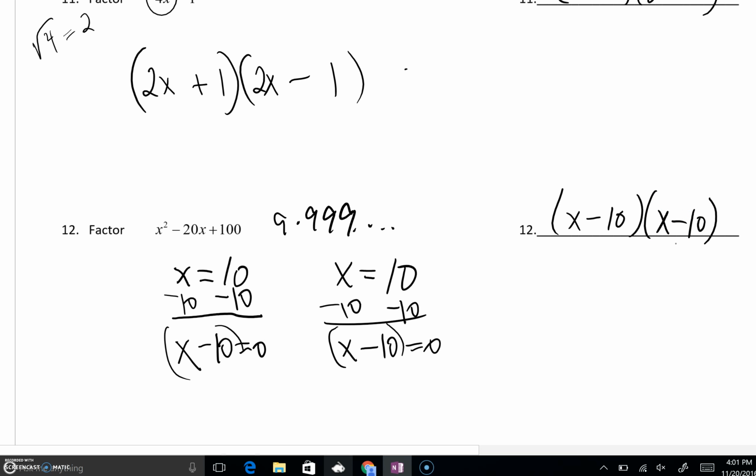Of course, here's something so important. You can always do a check. If you're nervous about it, you could actually FOIL. You could multiply this all out to make sure you're right.